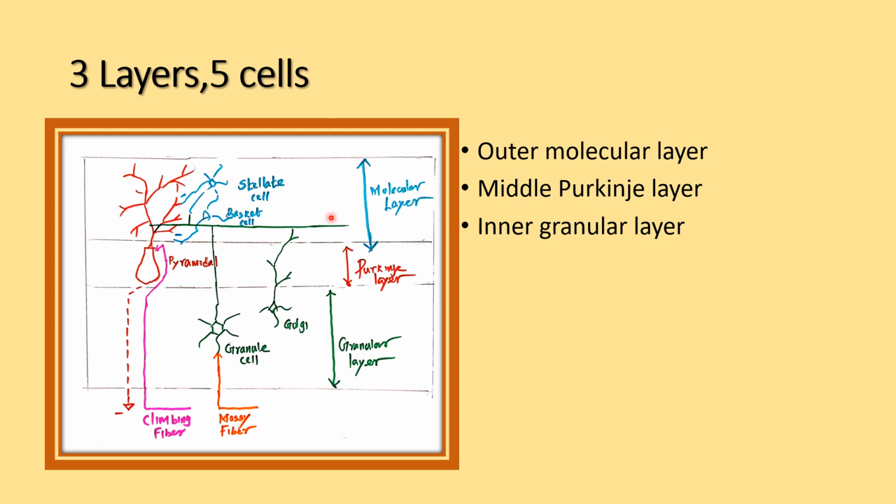The afferent fibers come from the mossy fiber and climbing fiber. This is the mossy fiber. This is the climbing fiber. Afferent impulses come from the mossy and climbing fibers.